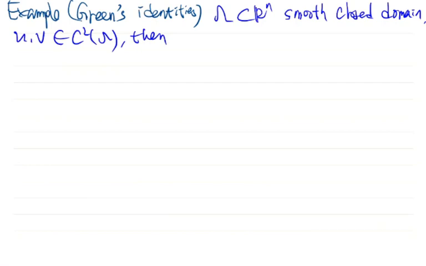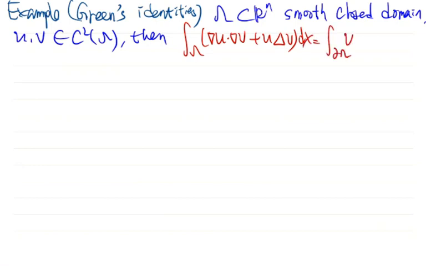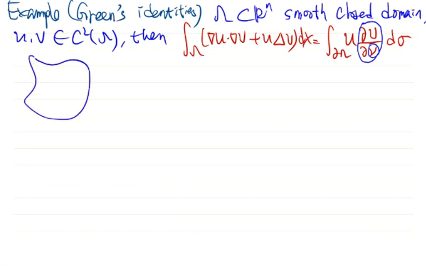Then we have the gradient of U inner product with the gradient of V plus U Laplacian of V equal, over the boundary, U, maybe here, this is the derivative dV over d nu in the denominator. This nu is the outward normal vector over the boundary of omega.